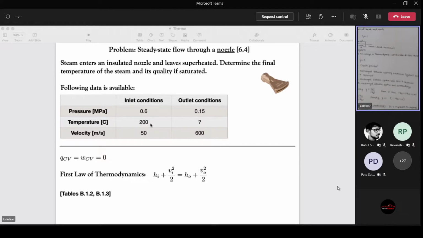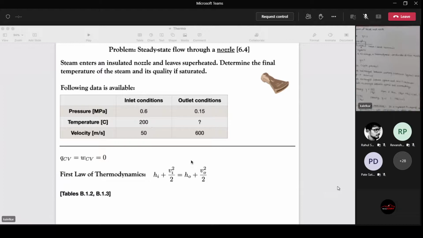Superheated vapor. As he says, steam enters an insulated nozzle and leaves superheated. But what is entering in is also superheated. Okay. So let's do that. Look at the 600 kilopascal table, which is B.1.3. Under 600 kilopascal, if you look at 200 degrees, the enthalpy is 2850.12. So that's your inlet enthalpy. And the outlet condition is telling you it is saturated. That means you are right on the edge.